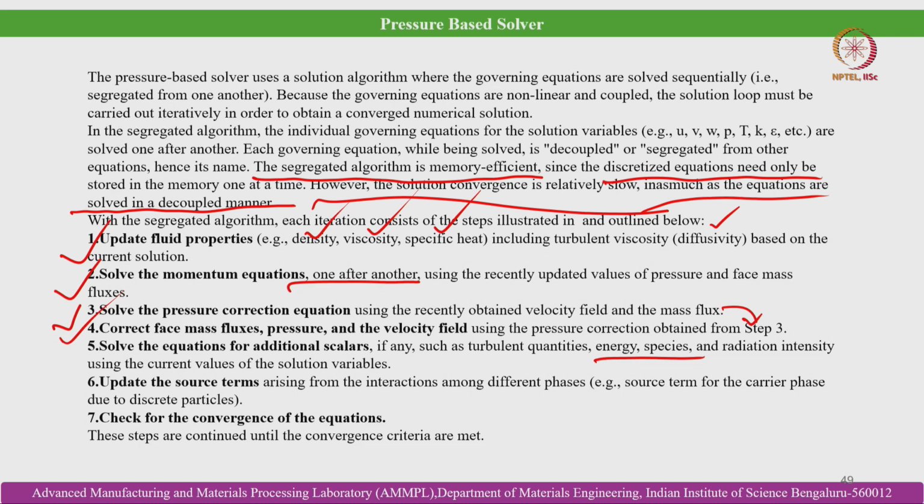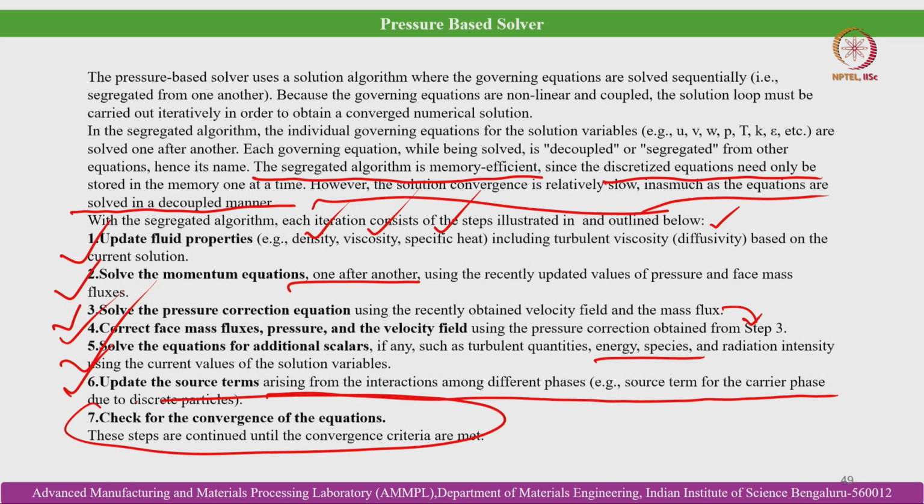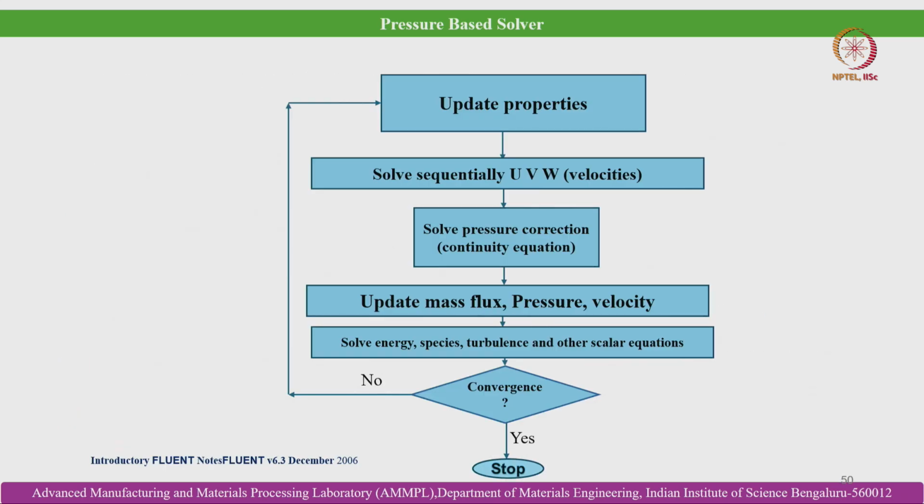Okay. Then the next step is updating the source terms arising from the interactions between different phases, that is the source term for the carrier phase due to discrete particles, and then finally checking for the convergence of the equations, whether the field variables are meeting the convergence criteria or not. If they are not meeting, then it goes back to the first step, like we have discussed in case of the density based solver. So, whatever I have discussed in the previous slide for the pressure based solver is shown with the help of this flow chart.